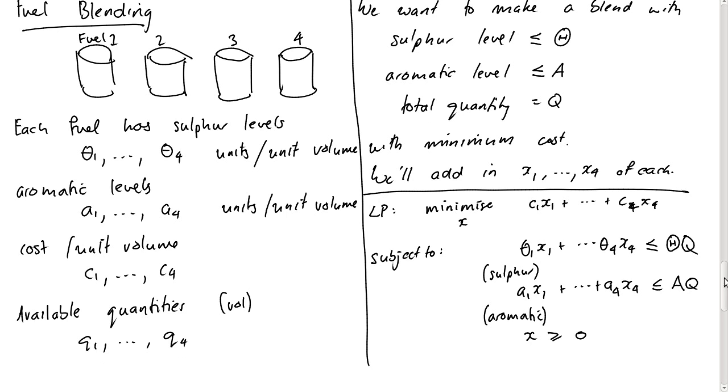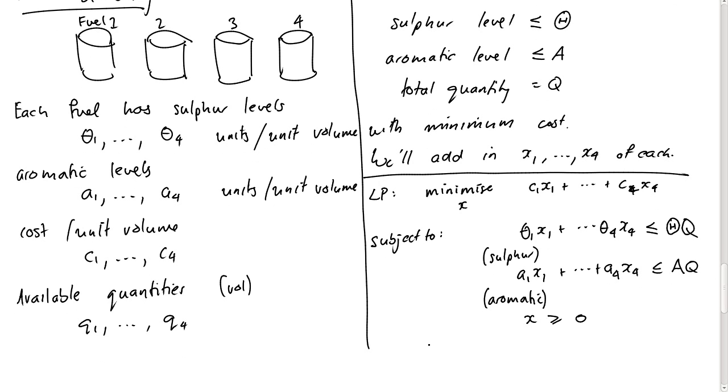Our total quantity has to be Q. So x1 plus x, etc., up to x4 is our total quantity. Now I'll often write this in shorthand as bold 1 transpose x, and that's got to be equal to Q. So note that 1 equals this vector here, 1, 1, 1, 1. A bold 1, or an underlined 1 if I'm handwriting, is just the vector of 1s. So that's my total quantity constraint.